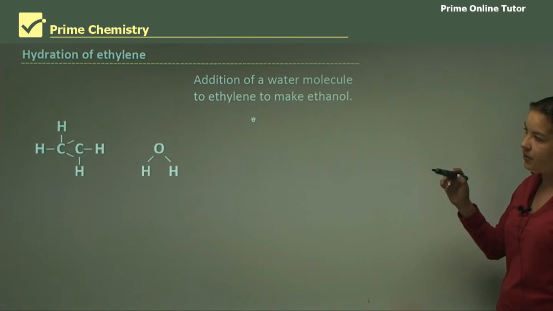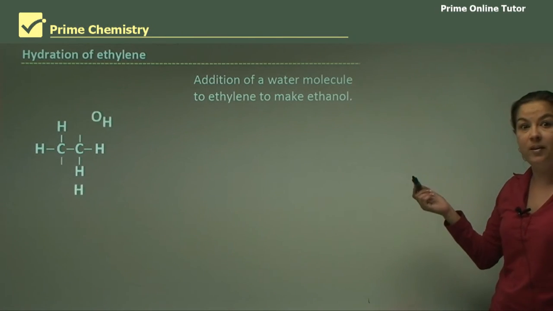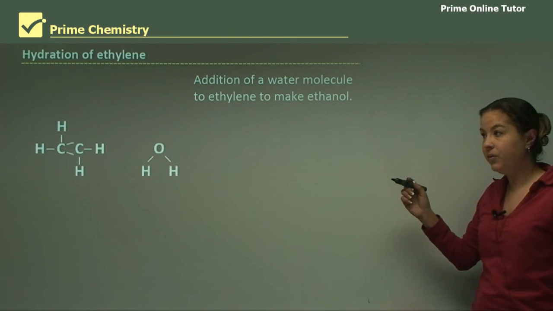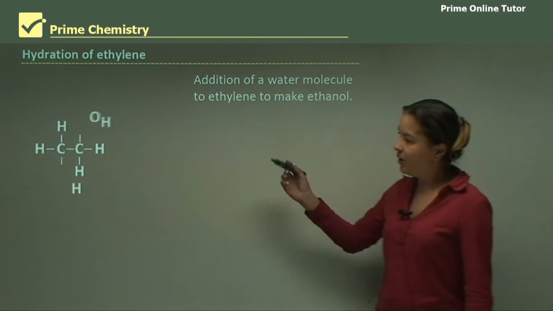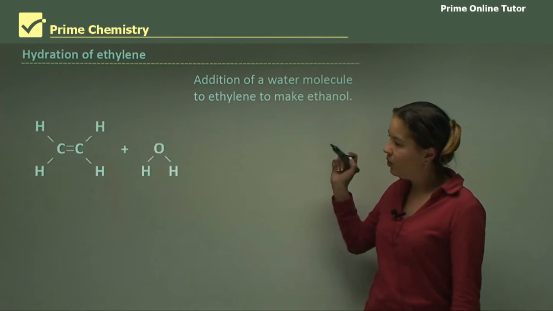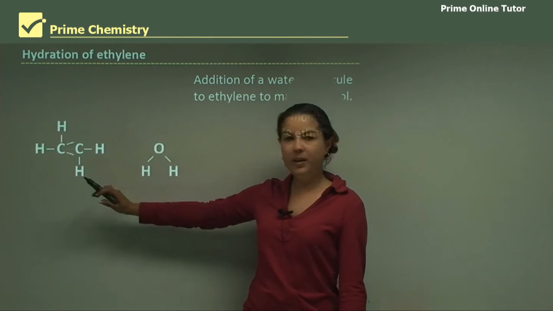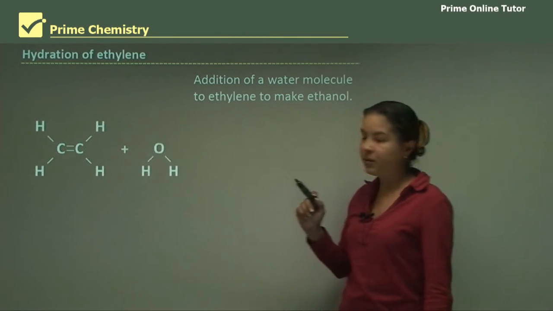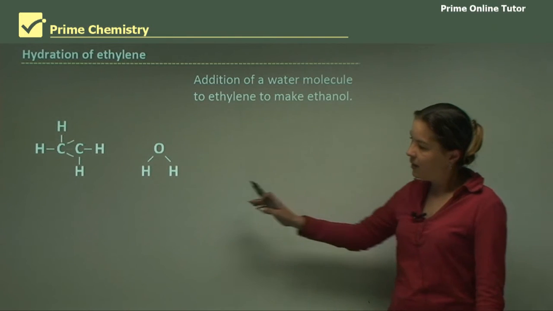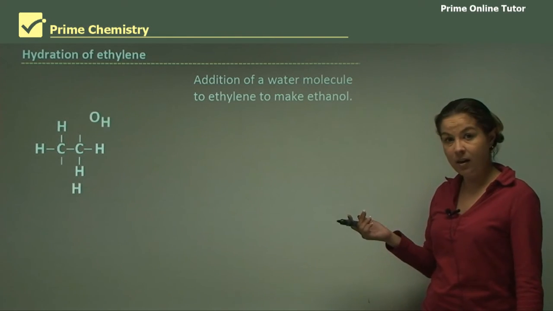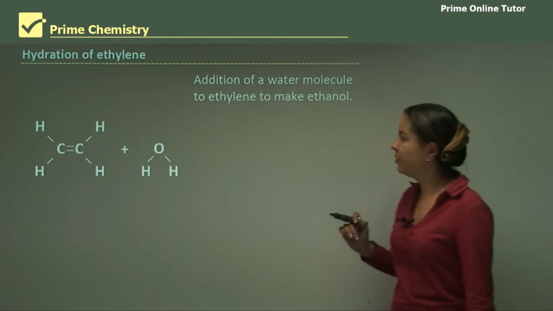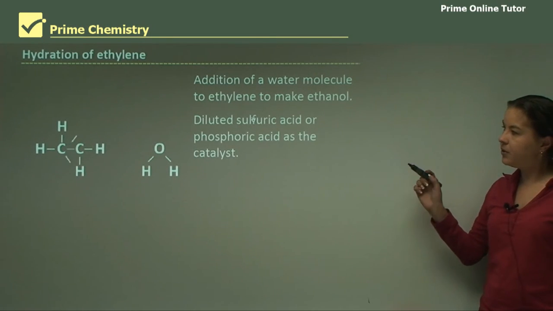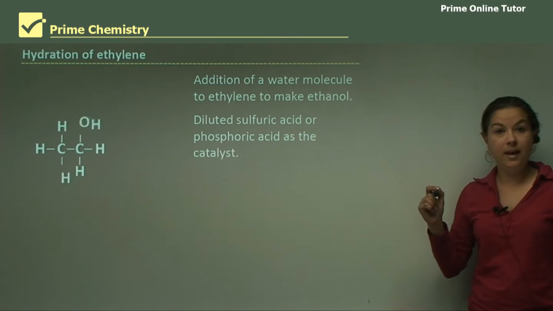So let's look at the hydration of ethene or ethylene. It's the exact opposite of the dehydration of alcohol or ethanol. So if we put water onto ethene, we get ethanol. So in a large factory plant, they would run steam through ethene, and under various conditions, it's acid catalyzed, you will get ethanol there. So we use diluted sulfuric acid or phosphoric acid as the catalyst.